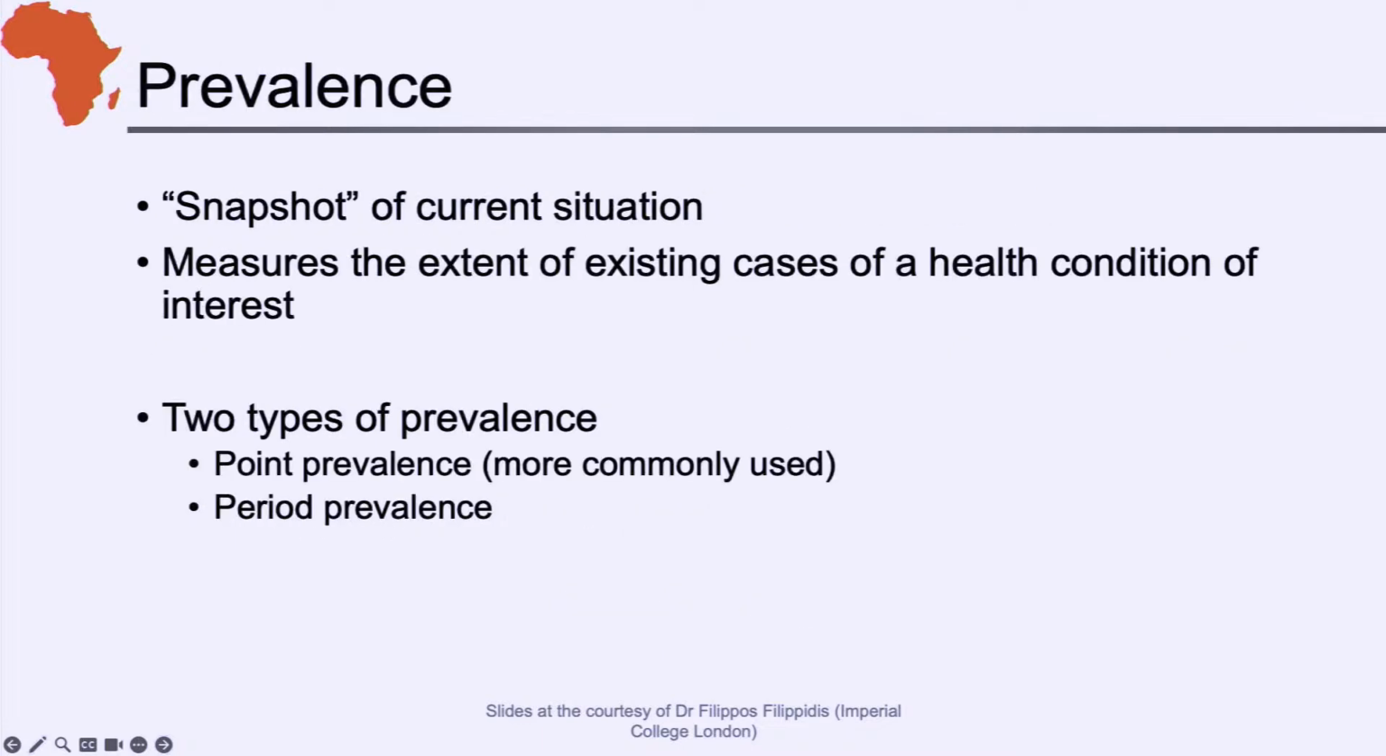Prevalence is a snapshot of the current situation, and it measures the extent of existing cases of a health condition of interest. You have 2 types. The point prevalence is the more commonly used one, but you might also find in the literature the period prevalence.